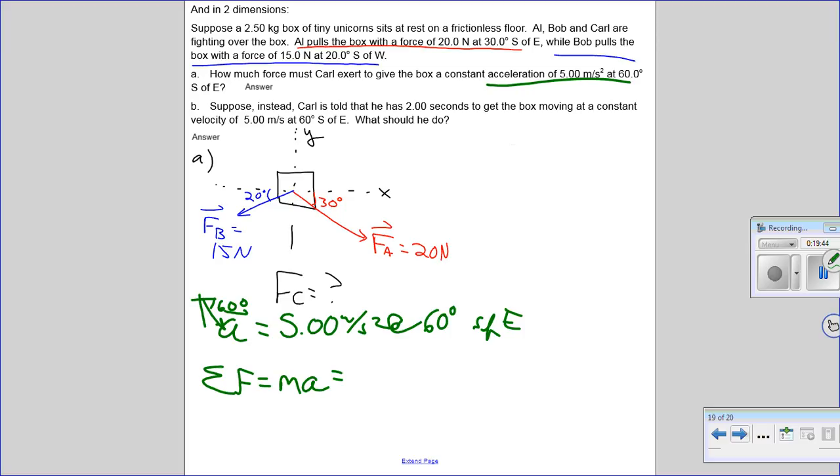Mass is a scalar, right? So do you guys remember how you do scalar multiplication? You just multiply all the components, right? But it doesn't change the direction. So what that means is, always, without exception, the direction of your net force is the same as the direction of your acceleration.